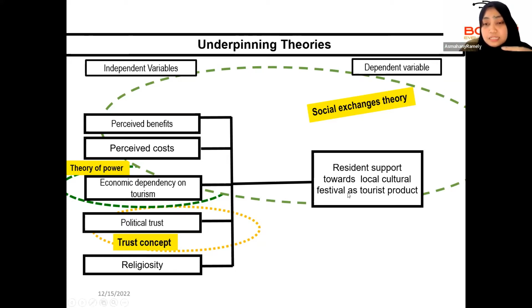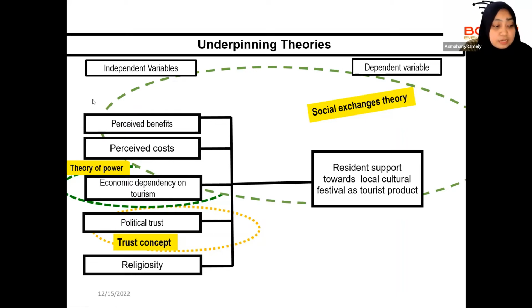But this is a PhD thesis, so it's not enough if we have only two variables to measure resident support. So I did a search, and the literature suggested that I include economic dependency on tourism as another dimension to measure resident support. There comes economic dependency on tourism.